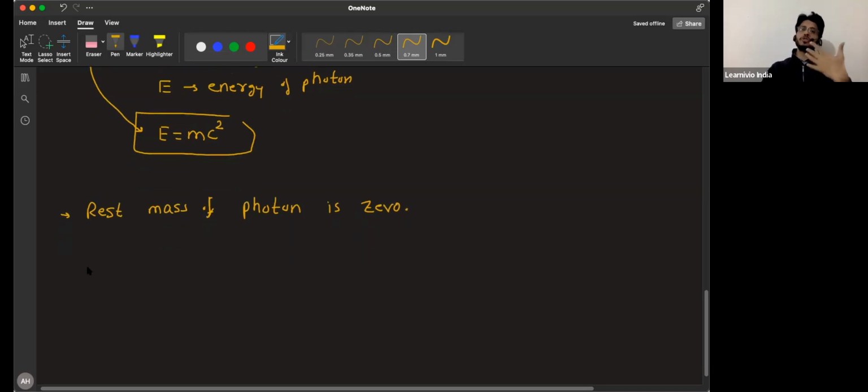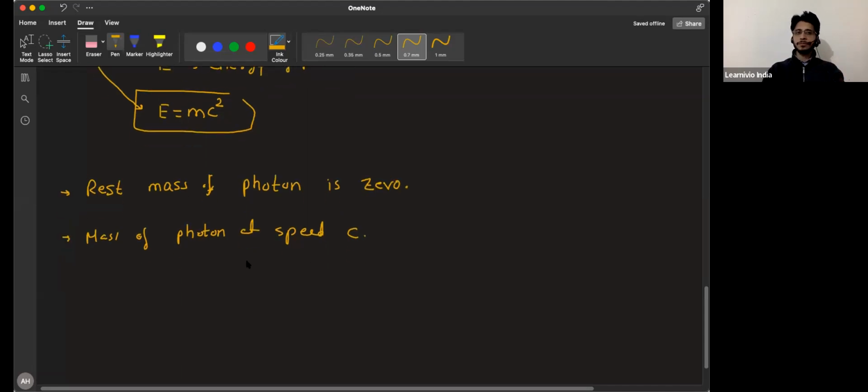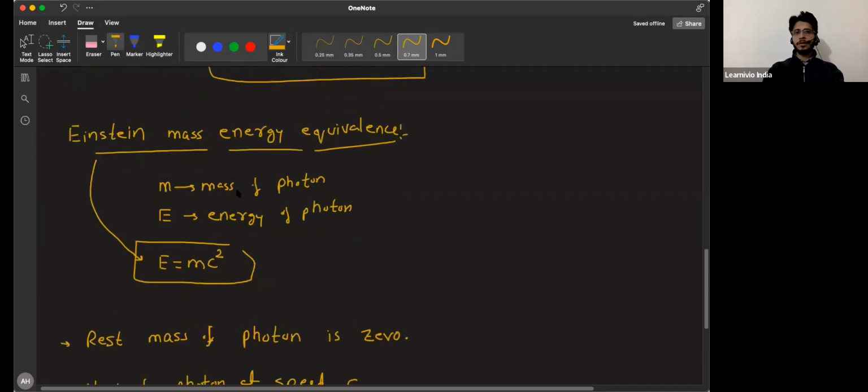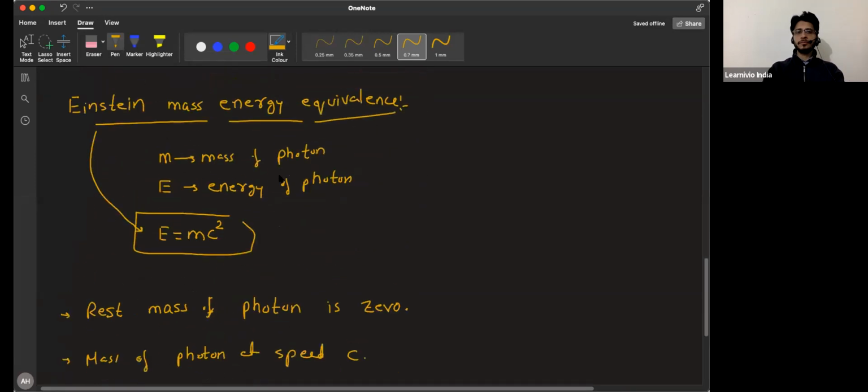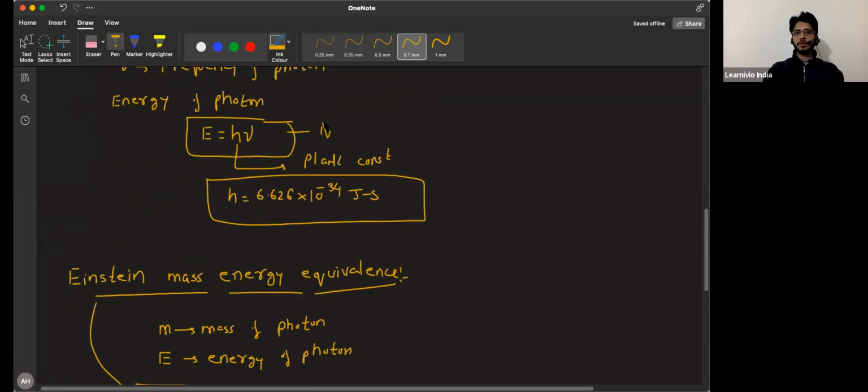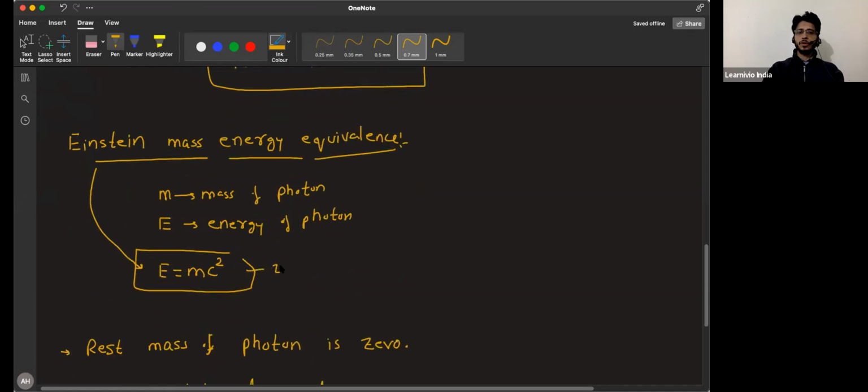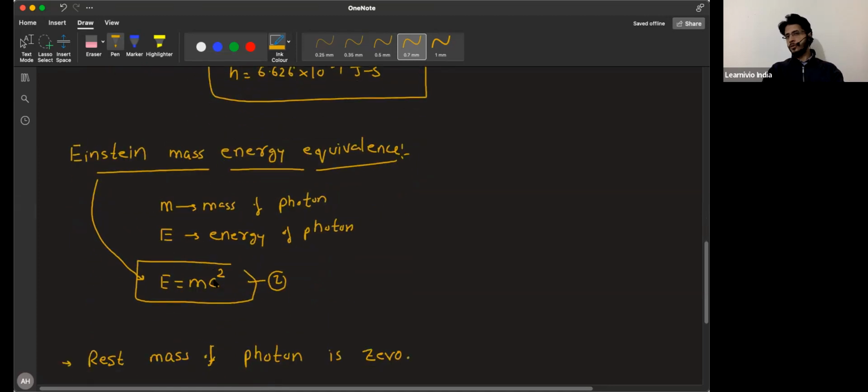But when photons move with some speed, then they gain some mass. When photons are moving at a speed c, then they gain some mass. That mass can be calculated using these equations, equation 1 and equation 2. See, both the equations are giving the energy of the photon. One is in terms of frequency, another is in terms of mass.